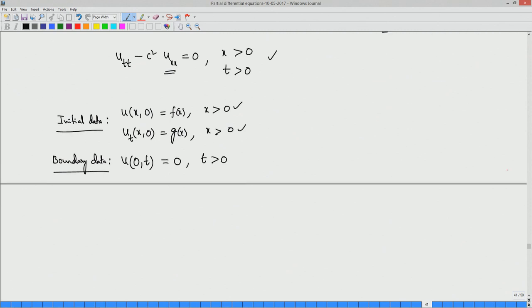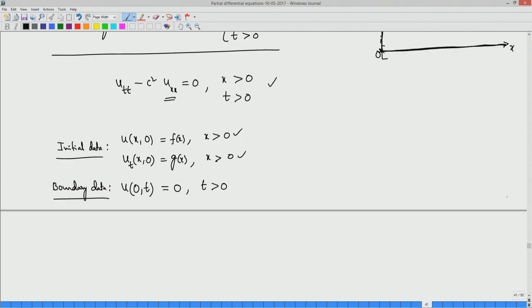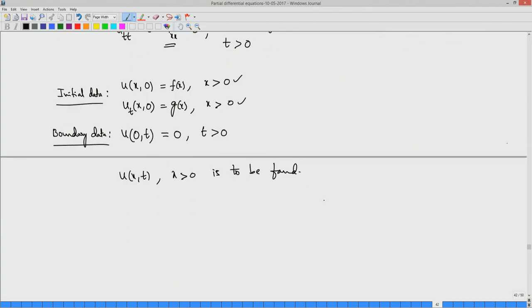So if you want to find u of x, t for x positive, you try to extend this string. What I do is I try to extend these functions, all the initial data f(x), g(x) and this u. I try to extend in such a way that it is an odd function.